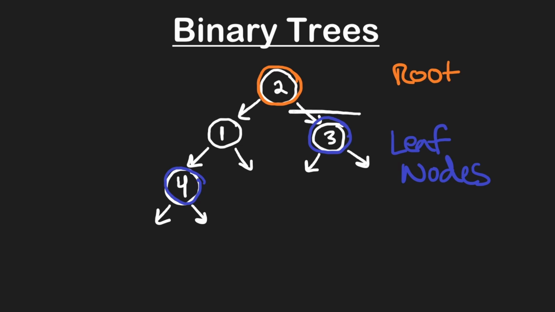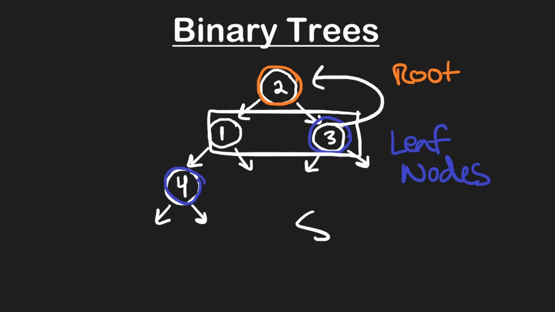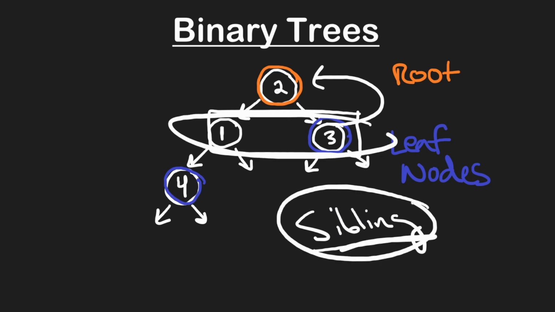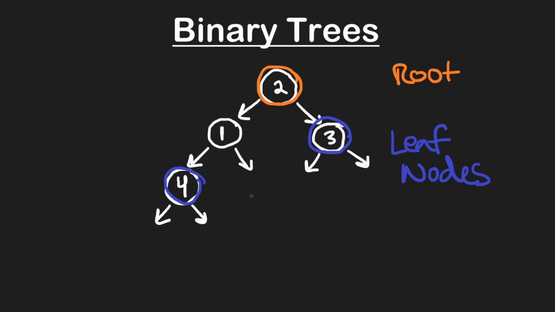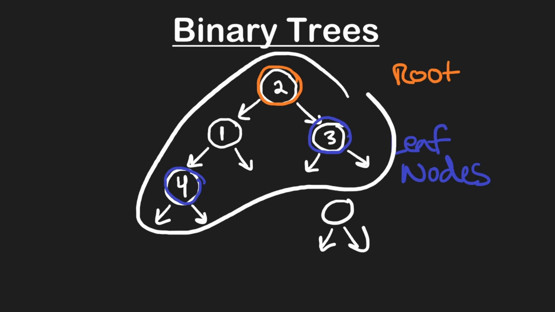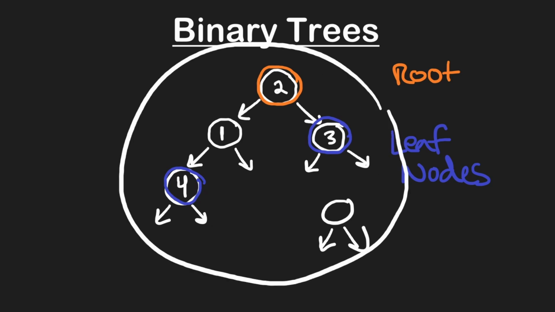By the way, nodes like these that have the same parent are considered sibling nodes because they share the same parent. So, that's where this word comes from, sibling, like brother or sister. And I guess it's hardly worth mentioning, but all the nodes in a binary tree have to be connected together. We can't just have some random node over here which isn't connected to the rest of the binary tree and then call this one cohesive binary tree.